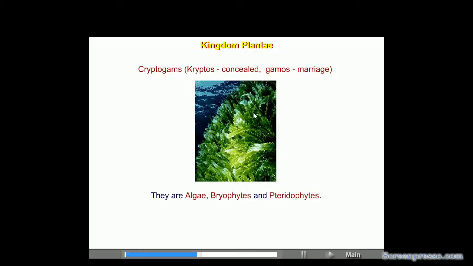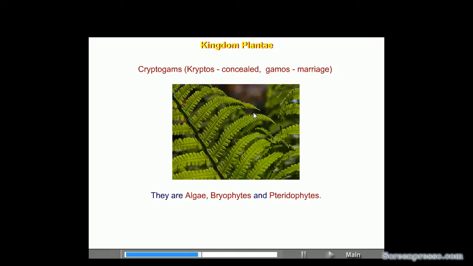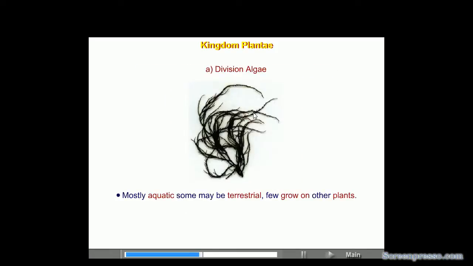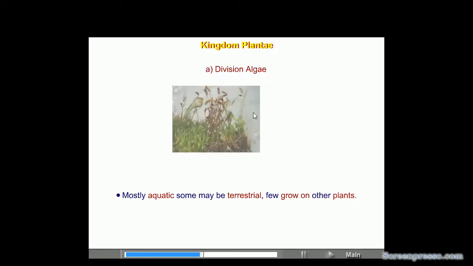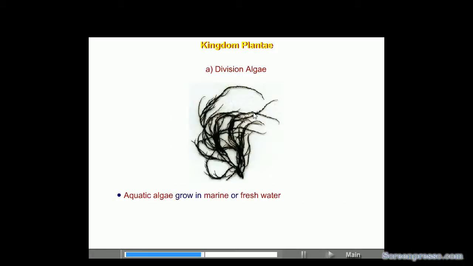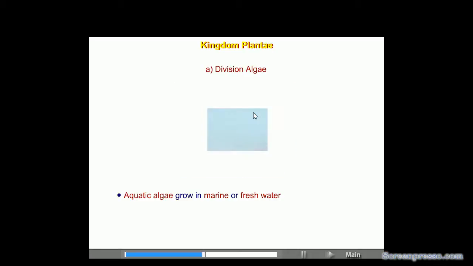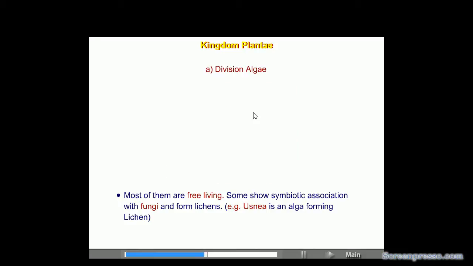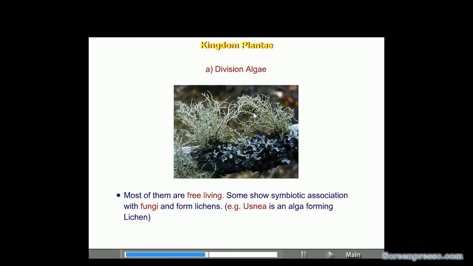Let us study the three major groups of cryptogams. They are algae, bryophytes, and pteridophytes. Division algae. Mostly aquatic, some may be terrestrial, few grow on other plants. Aquatic algae grow in marine or fresh water. Most of them are free living. Some show symbiotic association with fungi and form lichen. Example, Asmia is an algae forming lichen.